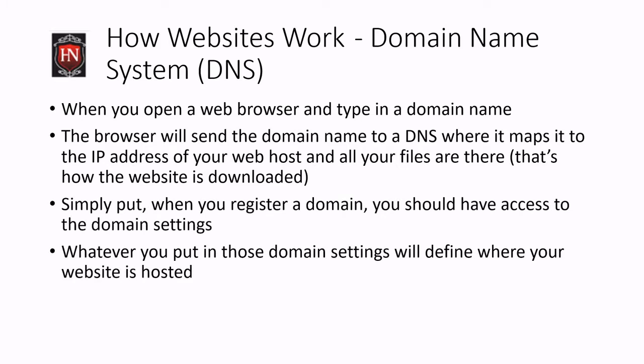So we'll continue on to how websites work. When you open a browser and type in a domain name, let's say google.com, that browser will send that domain name to a DNS, a domain name server, where it maps it to the actual IP address of your web host, which would be Bluehost per our example. And on that host is where all your files are set up. So that's how the website is downloaded. I'm trying to keep it as simple as I can, and I certainly hope you guys can understand. Simply put, when you register a domain, you should have access to the domain settings, and whatever you put in those domain settings will define where your website is hosted.